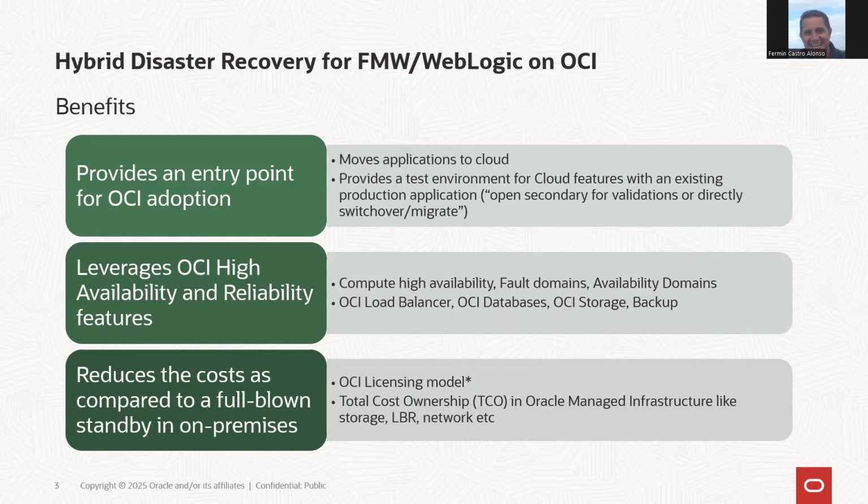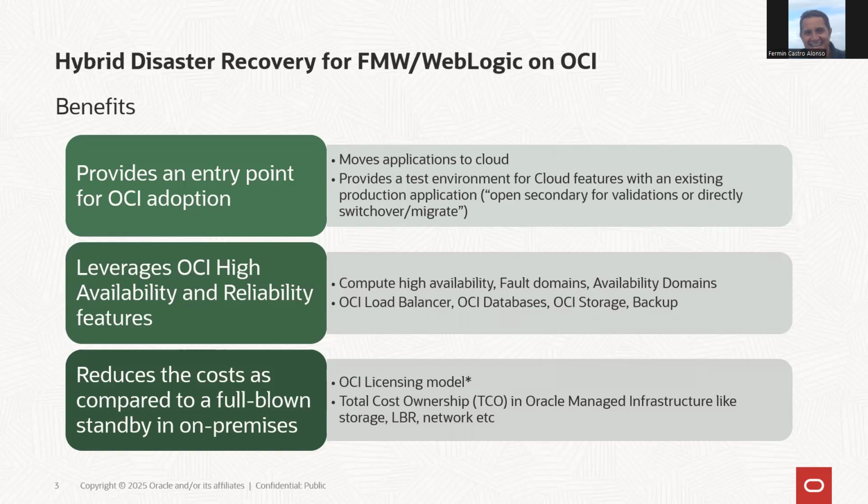And this is one of the key aspects of the hybrid DR topology, which is that it will allow you to open the secondary to verify patches, to test new versions of your application and things like that. And while you're doing that, you get familiar with Oracle Cloud Infrastructure. It allows you to verify how storage works, how network works, how load balancers work, and so on. At the same time, by using this solution, you're leveraging all the high availability capabilities in Oracle Cloud Infrastructure.